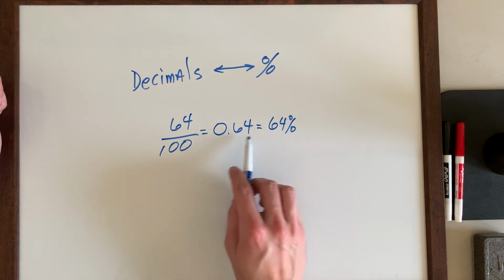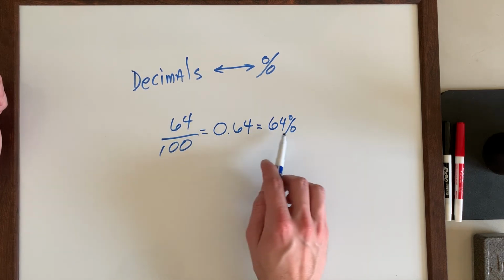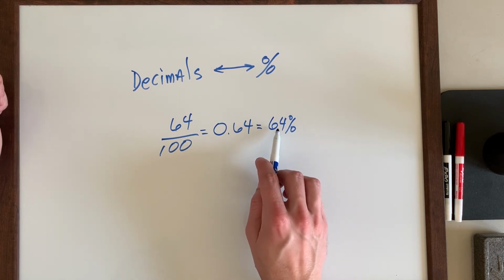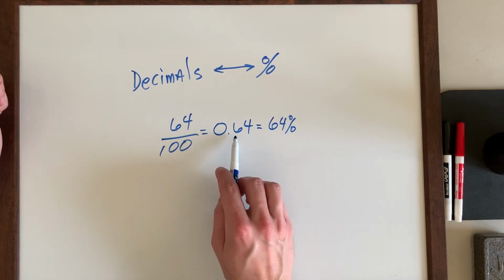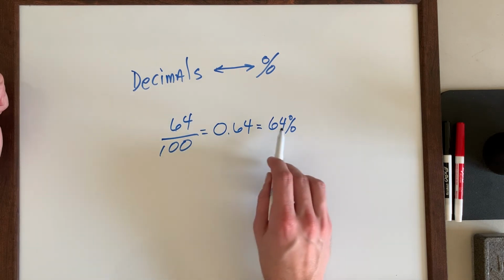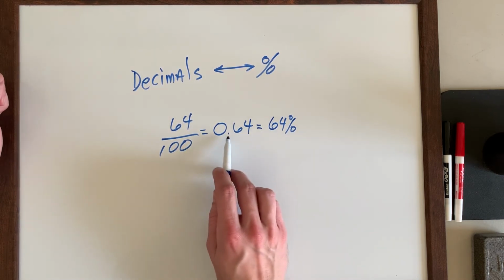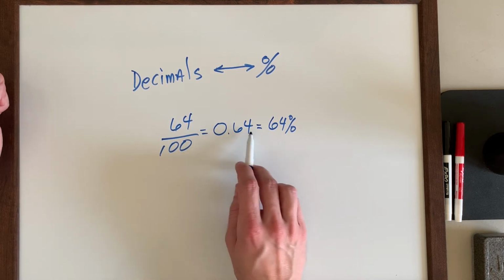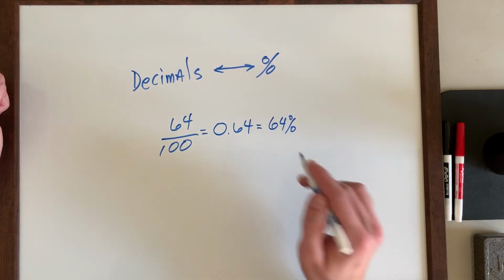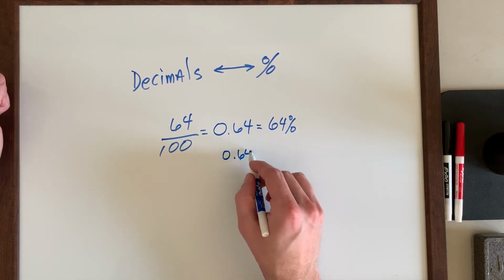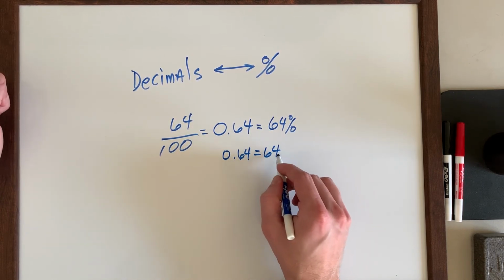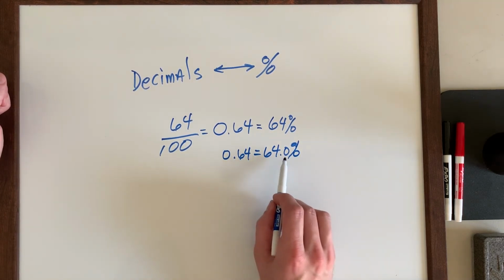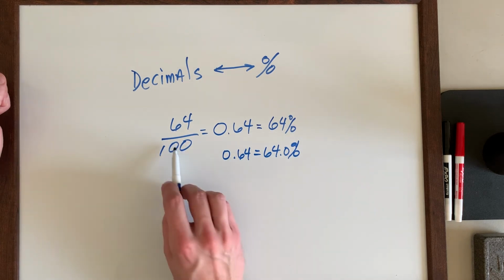Look at how these numbers are related. The digits are the same, and yet 64 looks like a whole number, and this number here is a decimal. What we see is that the difference between these is that the decimal is 2 digits removed from what it is over here. In other words, 0.64, I could say 64.0%. The decimal is 2 units away.